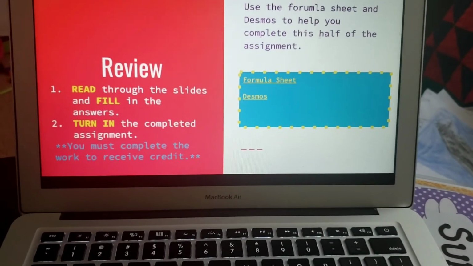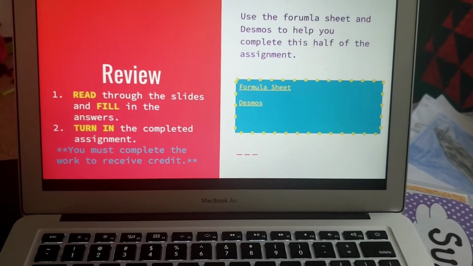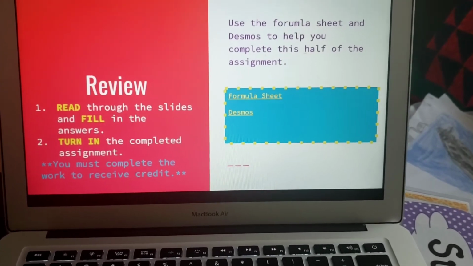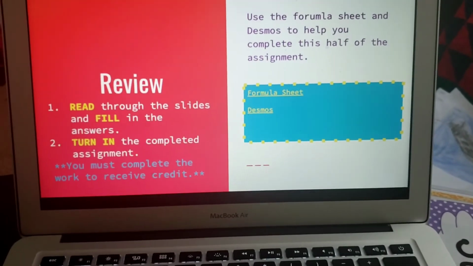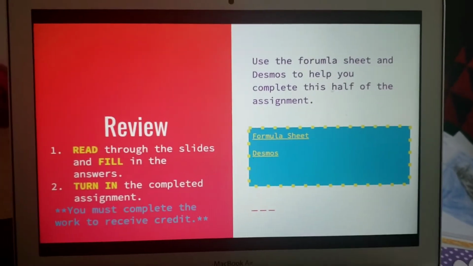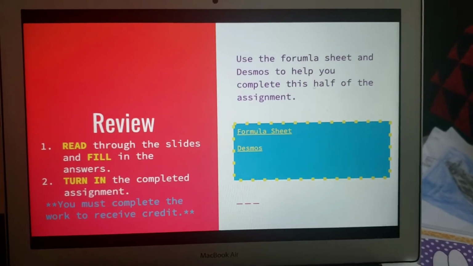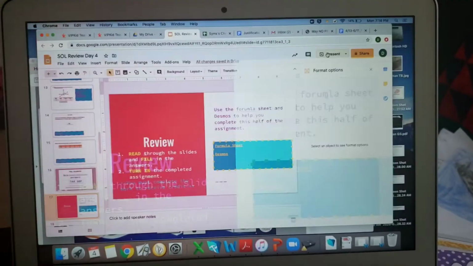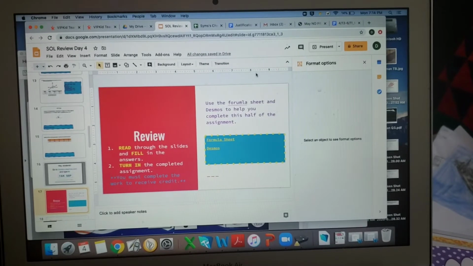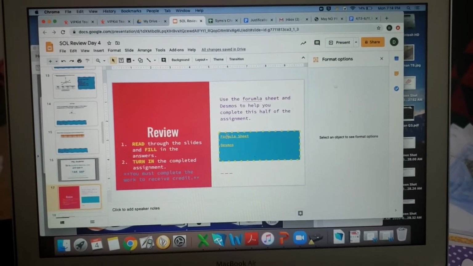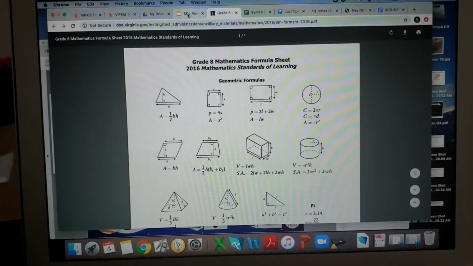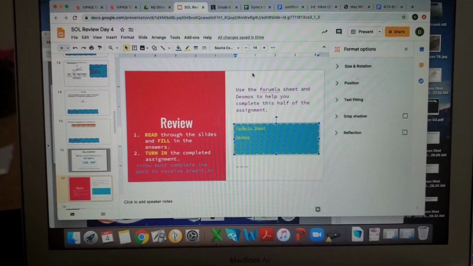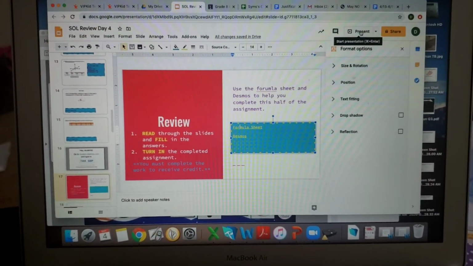It's all one presentation. Go back to the first slide or first couple slides and I have an example. I put the formula sheet and Desmos on here for you. These are live links, okay, as well as throughout the presentation. So I'm gonna actually open this formula sheet. So we have it there. It should look familiar. All right, I'm gonna go back to my presentation.